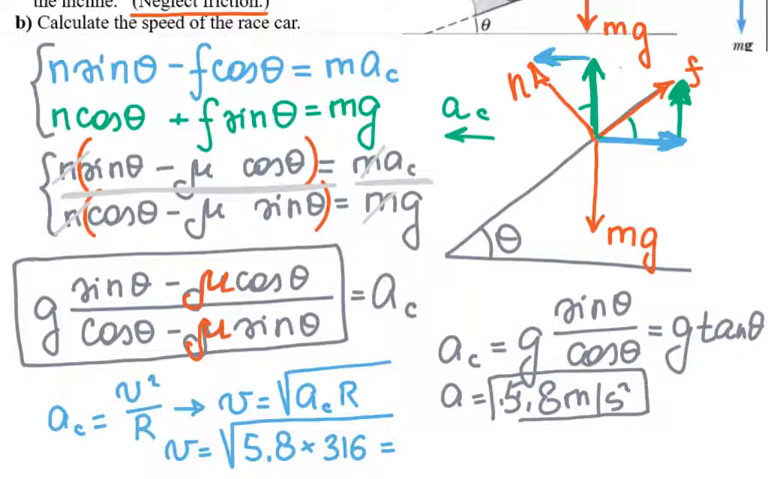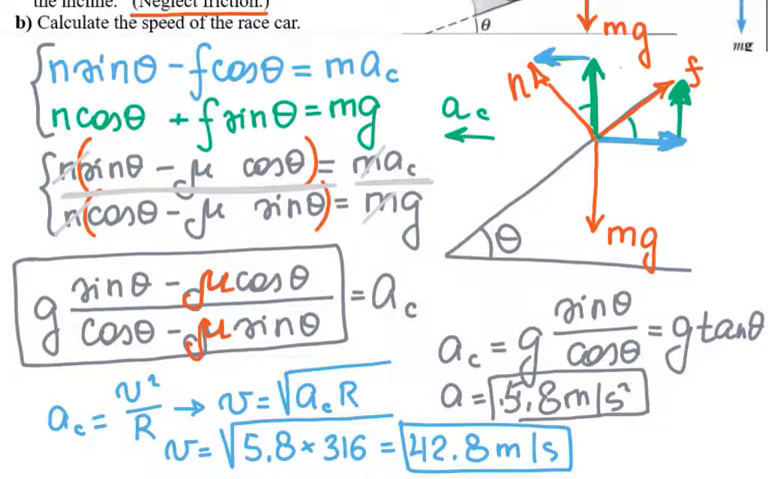So that will give me 42.8 meters per second. So the car is moving at this velocity and is not sliding down. So this is the minimum velocity the car needs not to slide down. So this problem was without the friction.